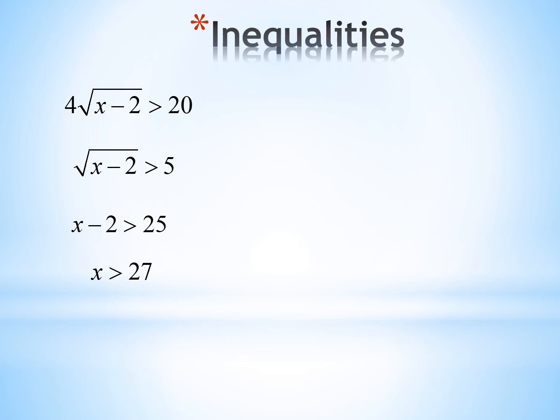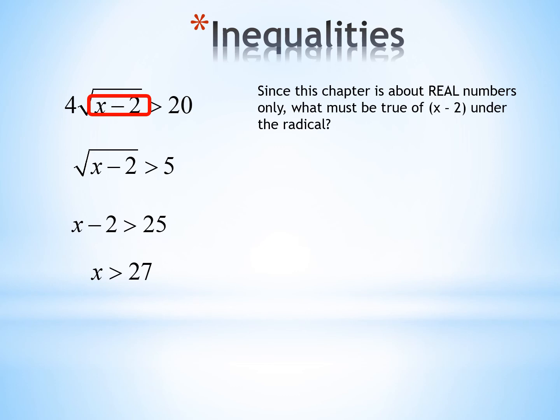But because we know that we are only dealing with real numbers, we know that what is underneath this radical has to be positive. So what we're going to do is set up an inequality to find out, well, what will make this underneath the radical positive? Well, if I say x minus 2 has to be greater than or equal to 0, that would force it to be a positive number.